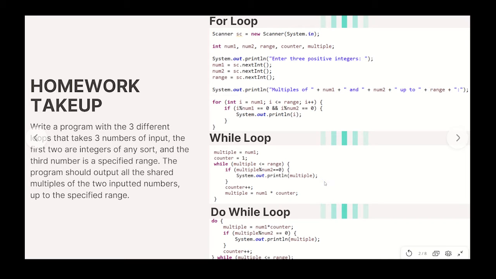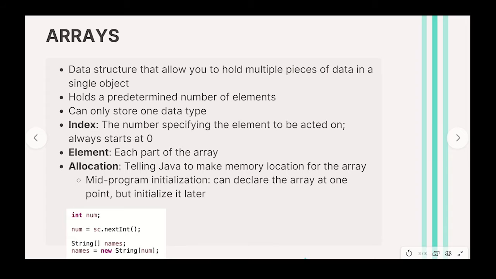But why are we not checking if it's divisible by number 1? The reason is that the multiple, we're going to set it to be number 1 times the counter. So the multiple by definition is going to be a multiple of number 1 because the counter is increasing by 1, and every single time it's multiplied by number 1, then that's going to be a multiple. Alright, the do-while loop follows the same logic, except we have do over here and while over here.